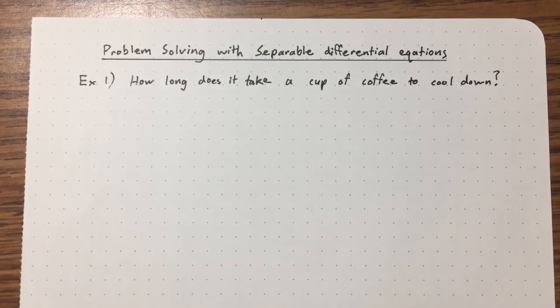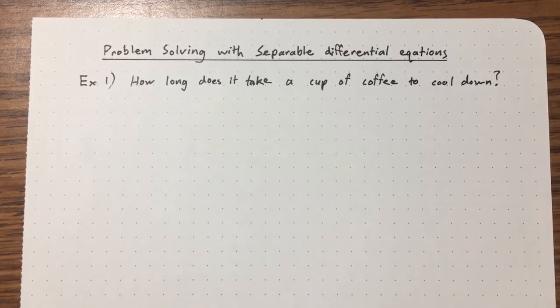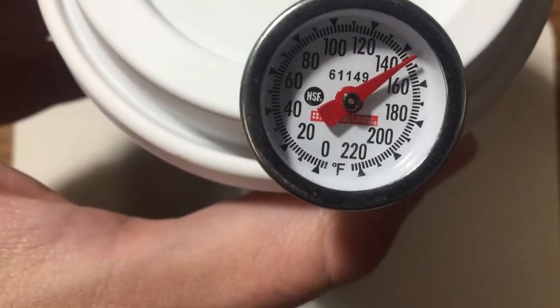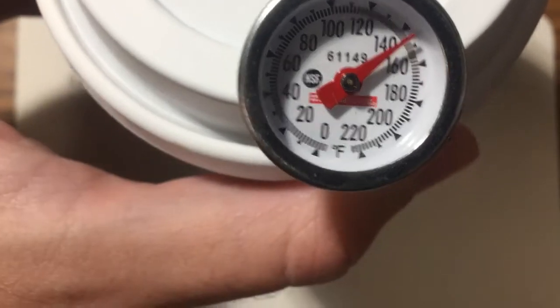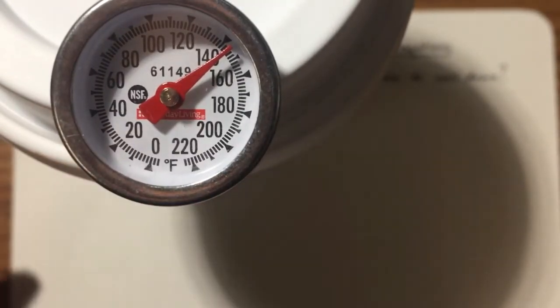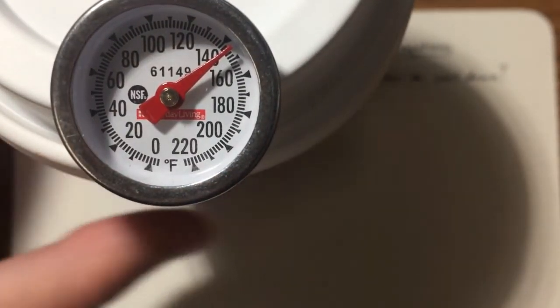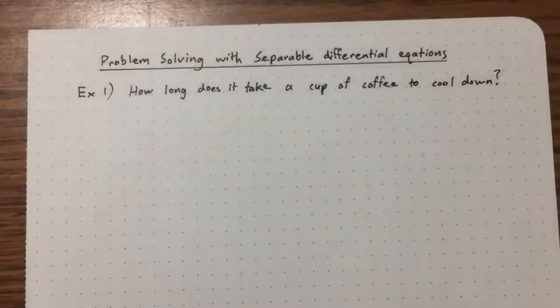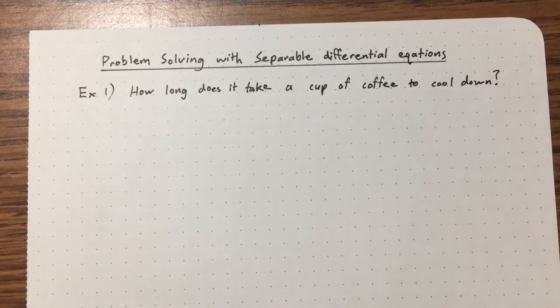Now that we've learned how to solve separable differential equations, let's take a look at some real-life problems that we can solve with them. So the first example is going to be, how long does it take a cup of coffee to cool down? And I actually have a cup of coffee right here, so let me move this into the frame. I have a thermometer inside, and it looks like at the moment the temperature is about 144 degrees Fahrenheit. So I'm just going to make note of that.